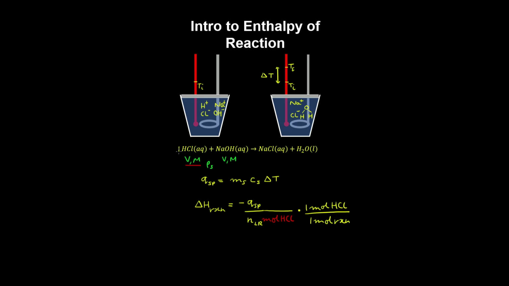So here you have 1 mole of hydrochloric acid per mole of reaction. And this will give you a result in energy per mole, which we typically convert to kilojoules per mole. So if the enthalpy of reaction is negative, then we have an exothermic reaction, or if it's positive, we have an endothermic reaction.